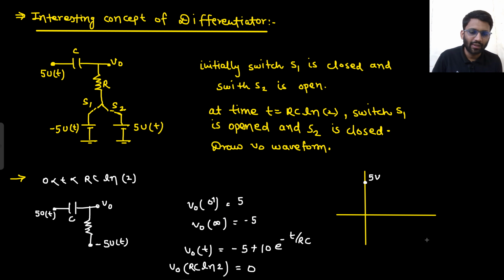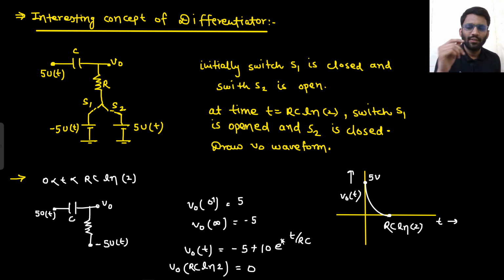It was trying to go to minus 5, it was trying to go like this, but this is not going to happen. It will just stop at 0. It has stopped at 0 volt, right? This time is RC ln2. This is the V0 waveform. This time is RC ln2. Well and good.